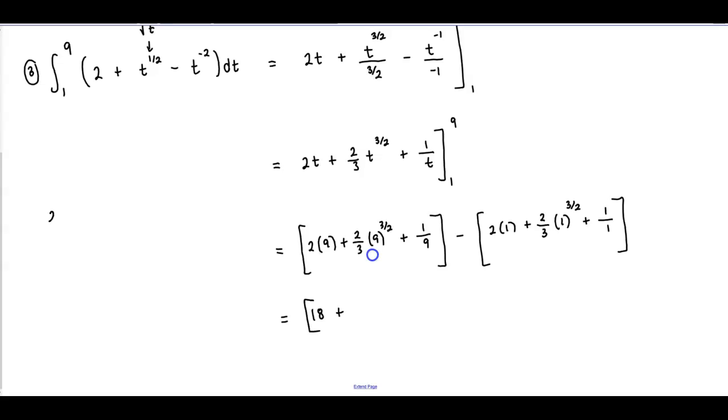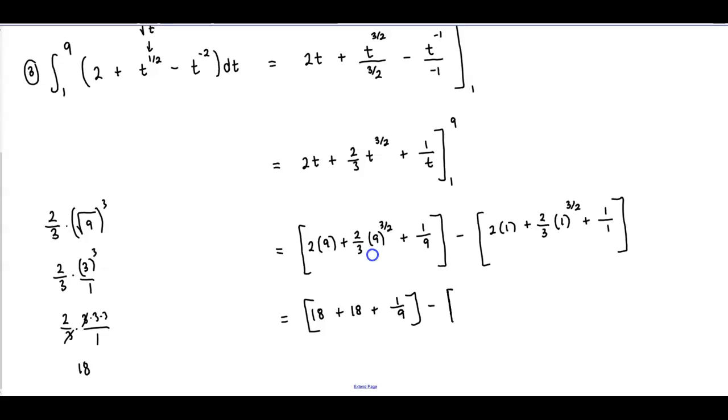Plus, okay, let's take a look at 2/3. So this is 2/3 times the square root of 9, and then we're going to cube that number. So what is the square root of 9? Well, we know it's 3, and then 3 cubed. So this is 2 over 3 times 3 times 3 times 3. So that becomes 2 times 9, which is 18. So we have plus 18 plus 1 over 9.